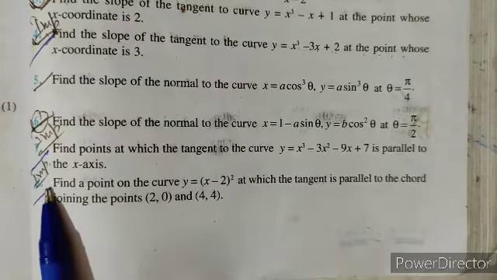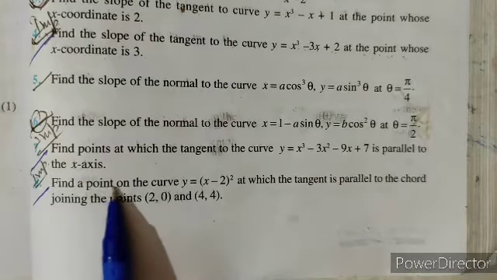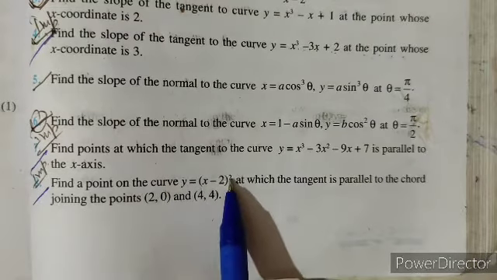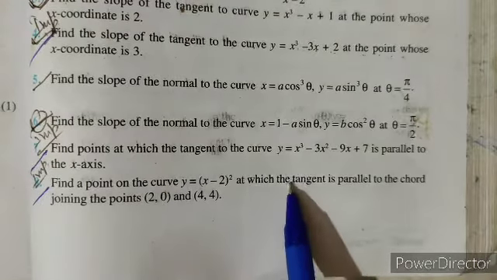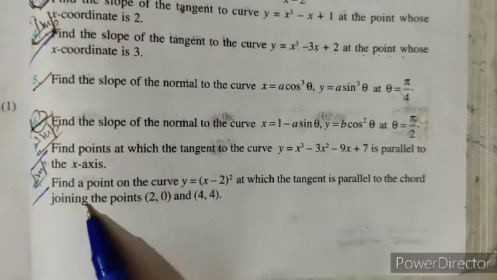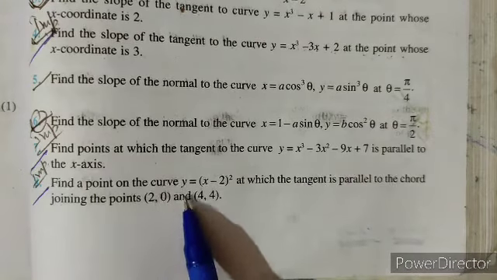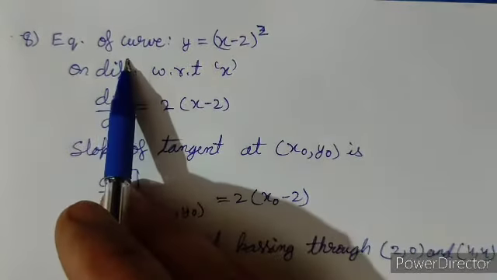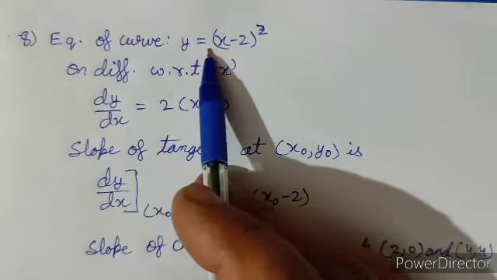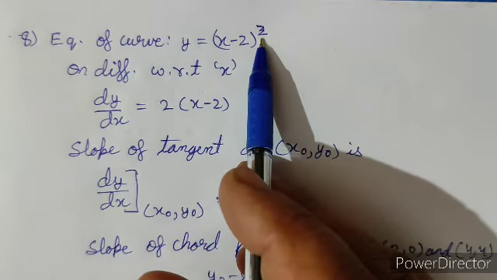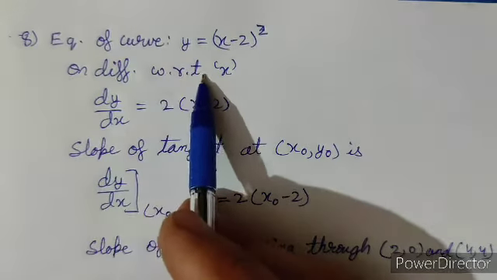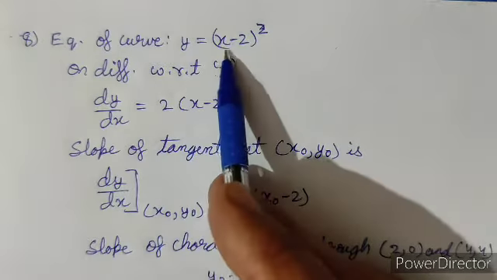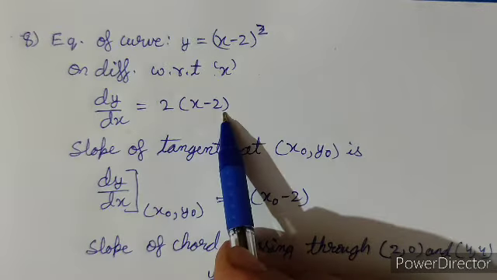In question number 8, we have to find the point on the curve y = (x - 2)², at which the tangent is parallel to the chord joining the points (2, 0) and (4, 4). Here the equation of the curve is given to us as y = (x - 2)². On differentiating with respect to x, dy/dx will be equal to 2(x - 2).